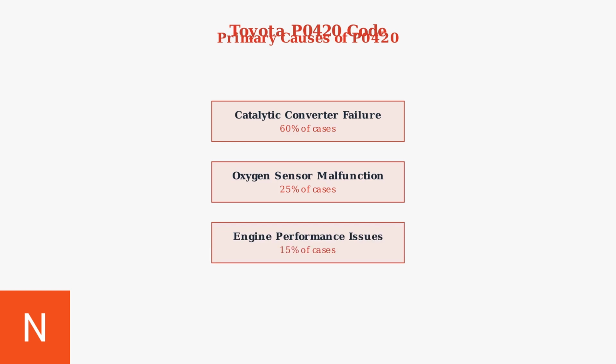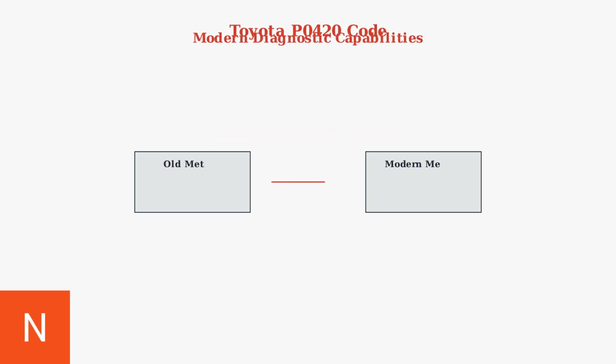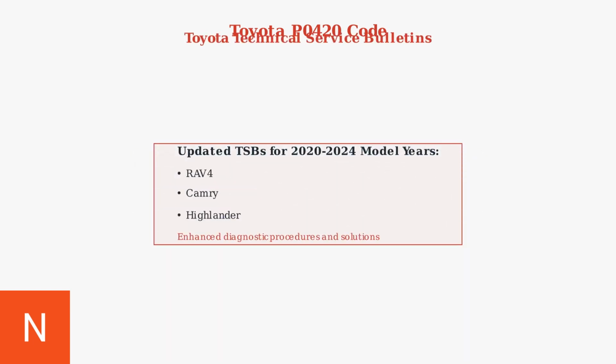Catalytic converter failure accounts for 60% of cases, oxygen sensor malfunction causes 25%, and engine performance issues cause the remaining 15%. Modern diagnostic tools now provide real-time catalyst efficiency monitoring with percentage readings, making diagnosis much more precise than older pass-fail indicators. Toyota has released updated technical service bulletins for 2020 to 2024 model years, particularly addressing P0420 issues in popular models like the RAV4, Camry, and Highlander.